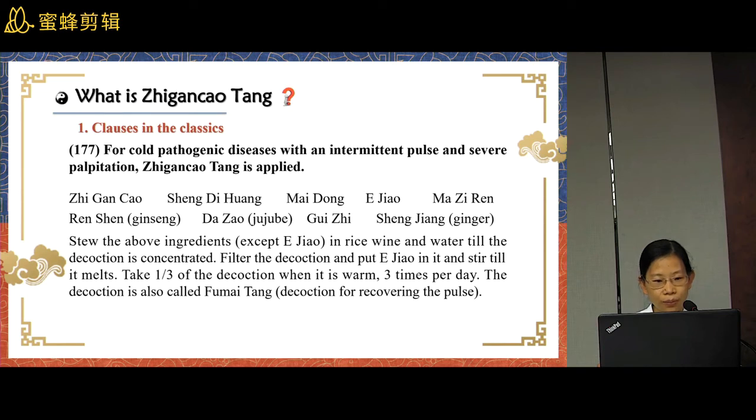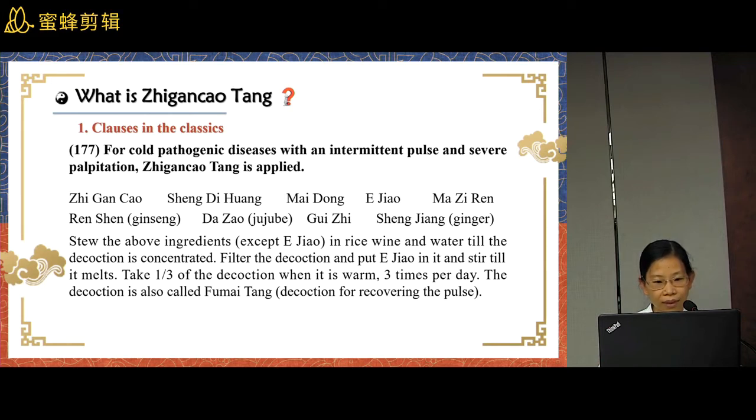In this formula, Zhi Gan Cao is the sovereign medicinal. It is sweet in flavor and warm in nature, which can supplement qi, dredge channels and vessels, and benefit blood and qi. Minister medicinals are Shengdihuang, Maidong, Ejiao, and Maziren. They can benefit heart yin, nourish heart blood, and supplement blood. The other group of minister medicinals are Renshen and Dazao. They can supplement qi and engender liquid.